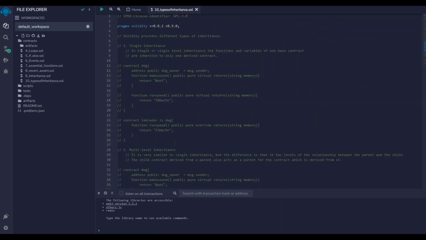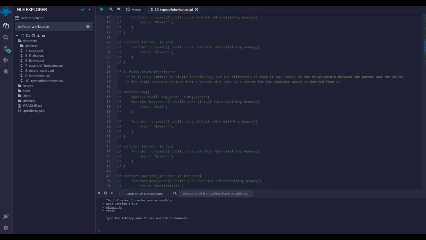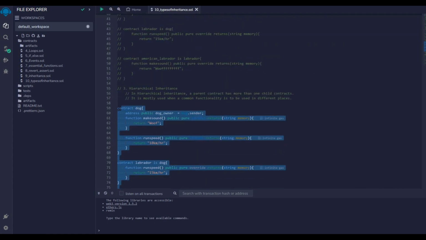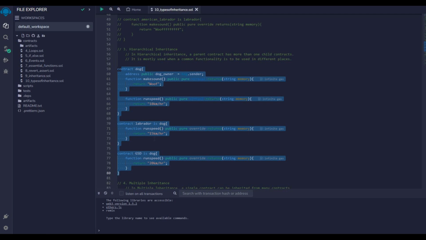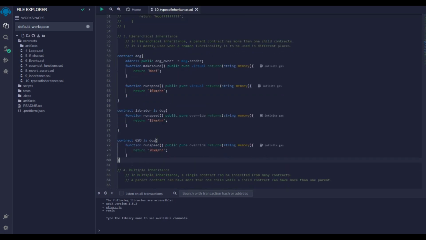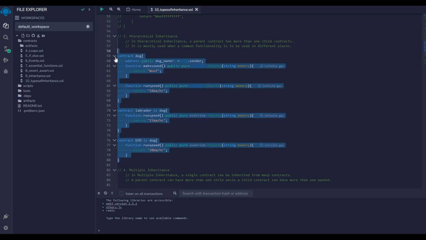In the case of multi-level inheritance, one parent was inherited by a child, and then that child became a parent of another child. In this case, the parent remains one, but its children become two or multiple, more than two. So this is what hierarchical inheritance means. Now let's move ahead with the fourth one.